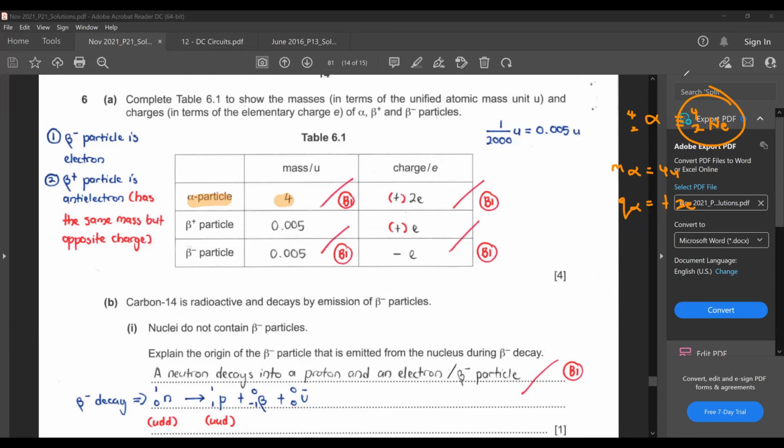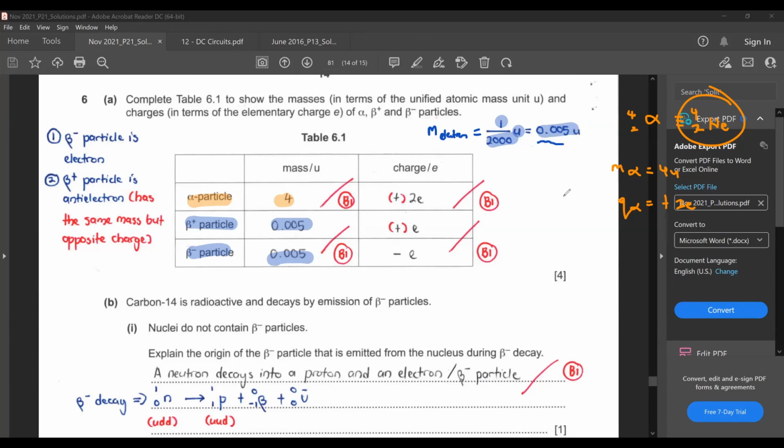Then when it comes to your beta plus particle and beta minus particle, your mass in terms of U is just 0.0005 U. Because in the notes, I believe I mentioned to you before that the mass of an electron or your beta minus particle is 1 over 2000 U. So you take 1 over 2000, you're going to get 0.0005 U.